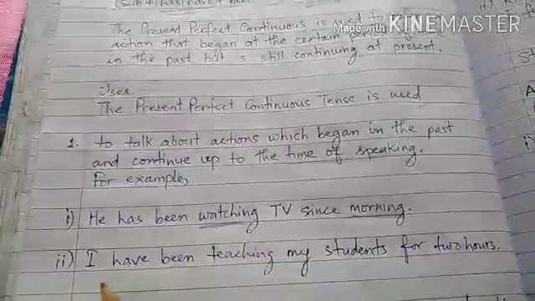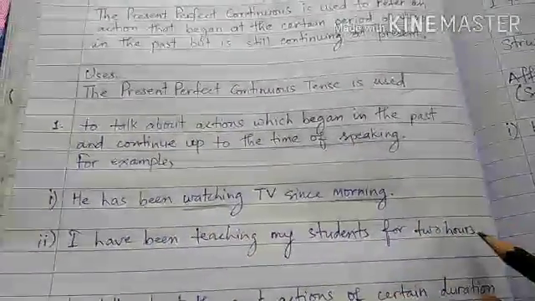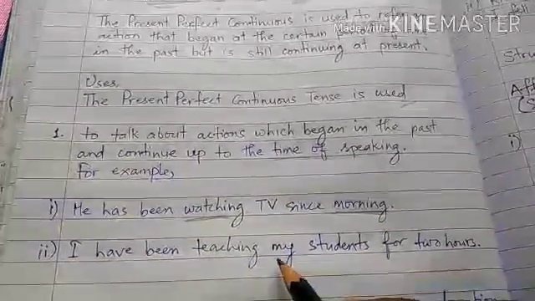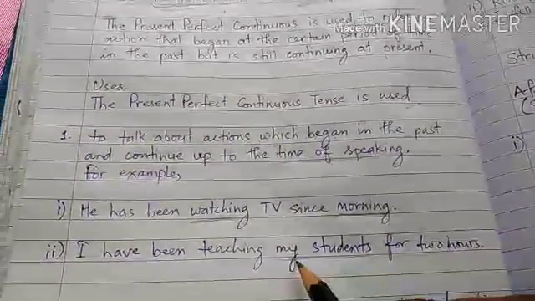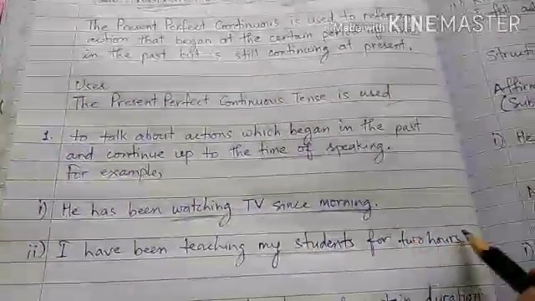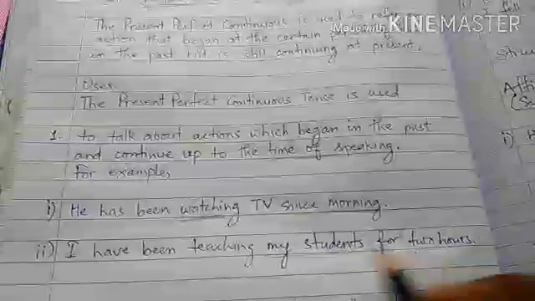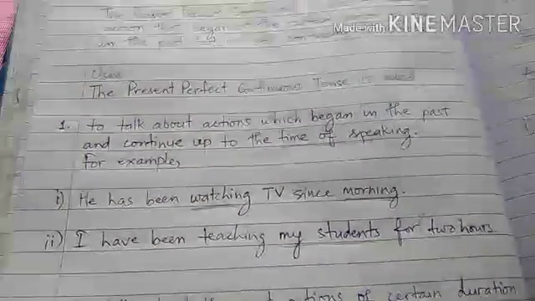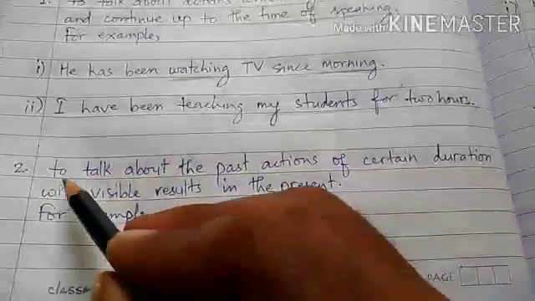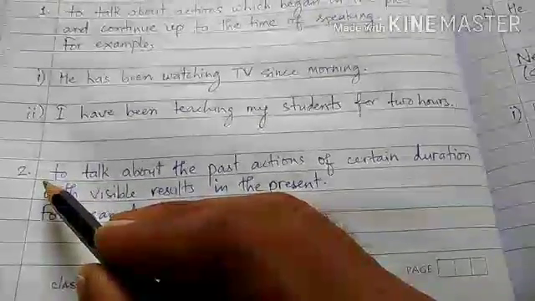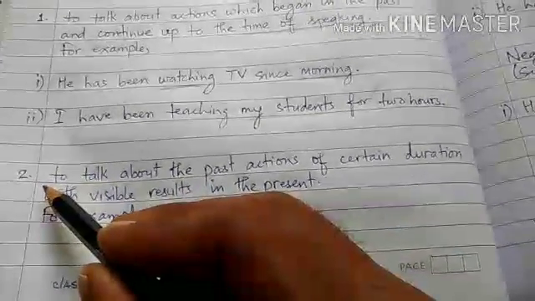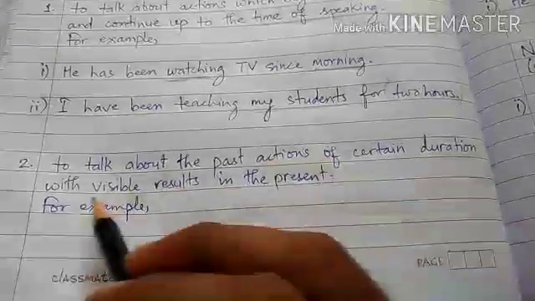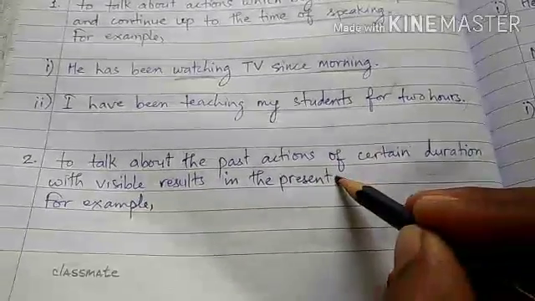I have been teaching my students for 2 hours. So the action of teaching my students was started 2 hours ago in the past, but still it is continuing. So I hope you have understood. Now the next action that is expressed with the help of the present perfect continuous tense is to talk about past actions of certain duration with visible results in the present.